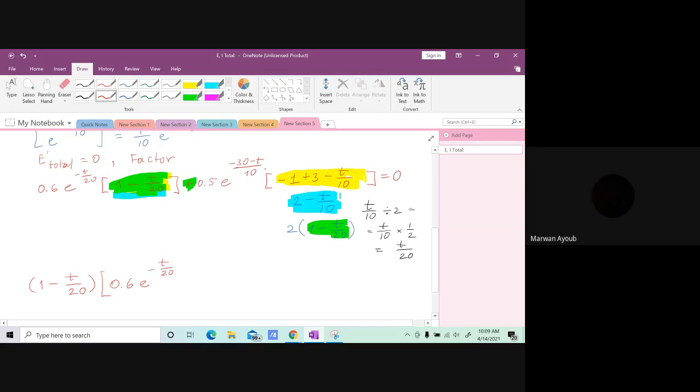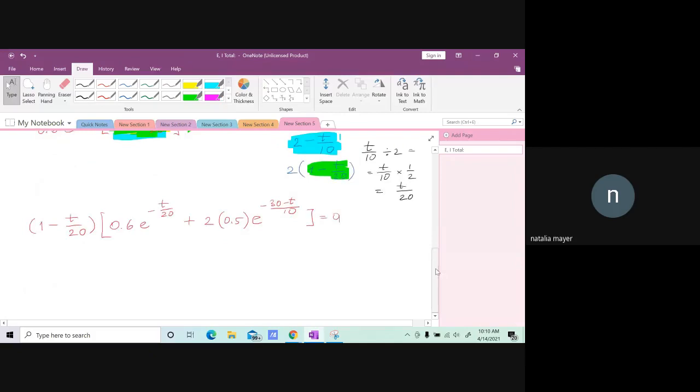Now let's look at the second expression. Don't forget that we factored out 2. So 2 is there, but not only 2. What else is there? Yes, 0.5. And then what else? e to the power of negative 30 minus t over 10. And all of it is equal to 0. Okay, so good.